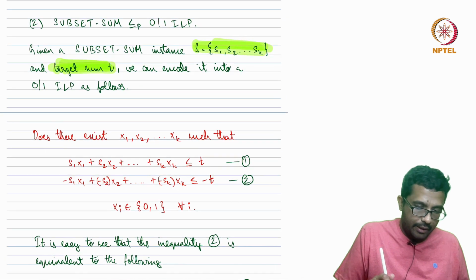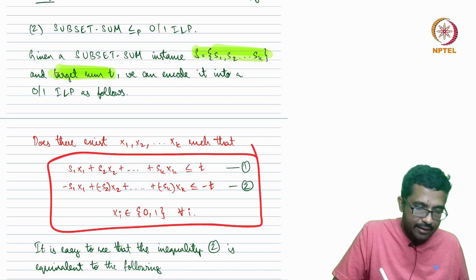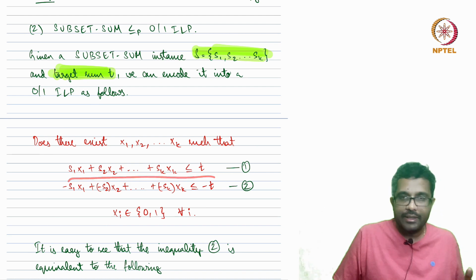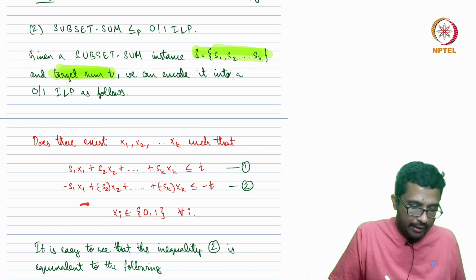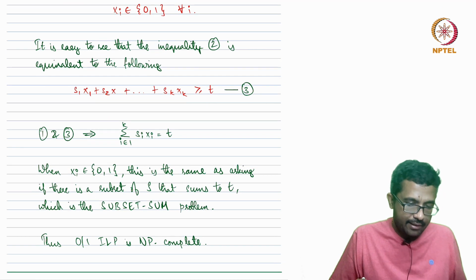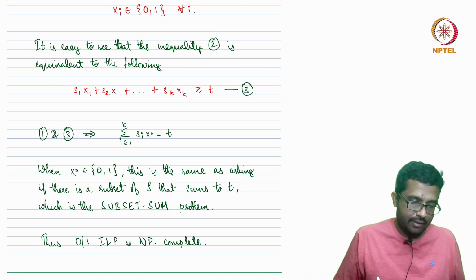So given the subset sum problem, writing down this instance of 0, 1 ILP was easy because it is just straight from the subset sum problem. It's almost like writing down this instance. So this is polynomial time producing the instance, and once we have the instance, the correspondence is also straightforward, right?